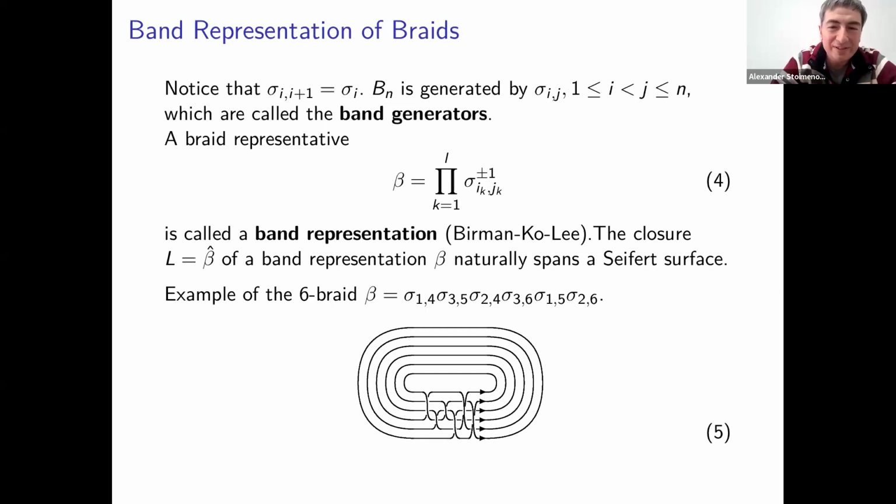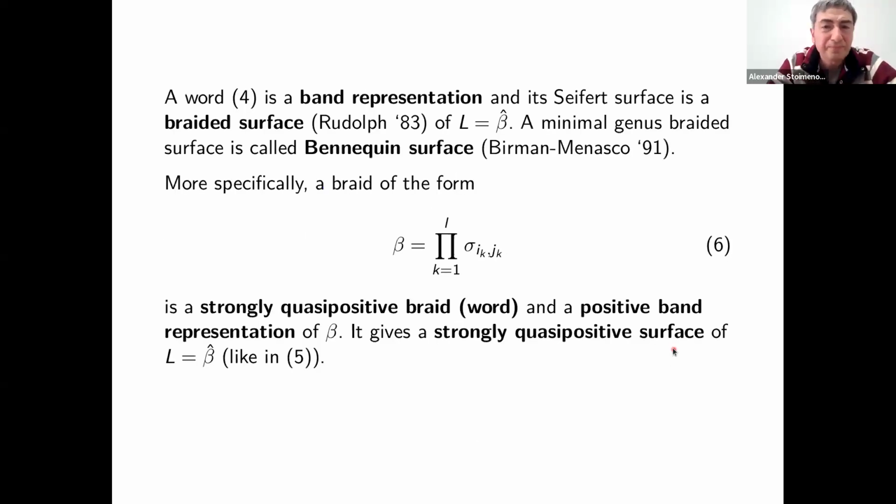Okay, so in this example, you have a 6-braid with 6 bands: 1 4, 3 5, 2 4, 3 6, 1 5, 2 6, where you read the band generators from left to right, and the strands are numbered from top to bottom. So for example, this here will be sigma 1,4, and this here sigma 2,6 will be this one.